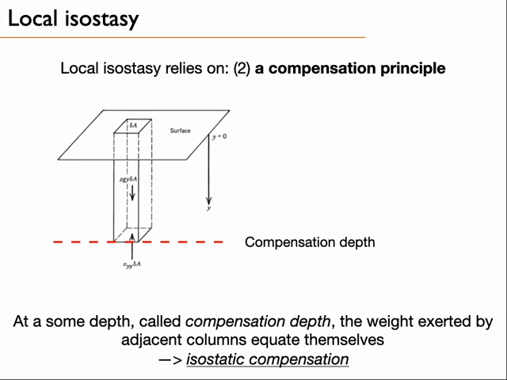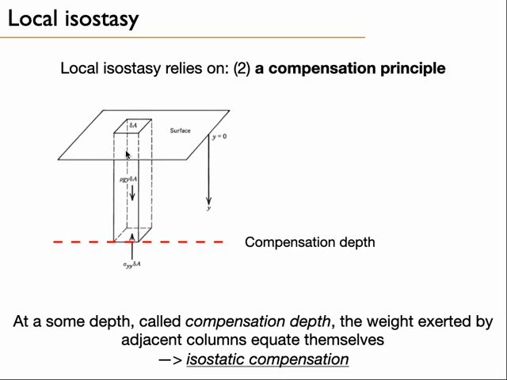Now we need a second ingredient for the local isostatic model, and it is called the compensation principle. So what is the compensation principle? It means that there is a depth at which the weight exerted by several columns of material will equate themselves. We call this an isostatic compensation depth.